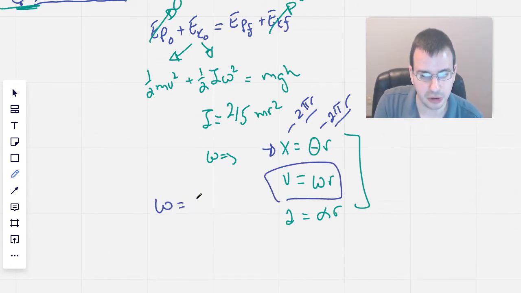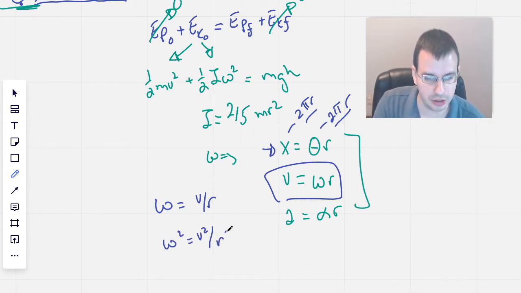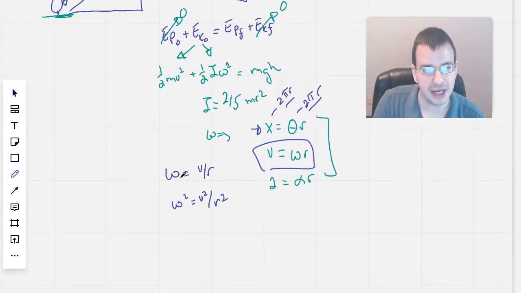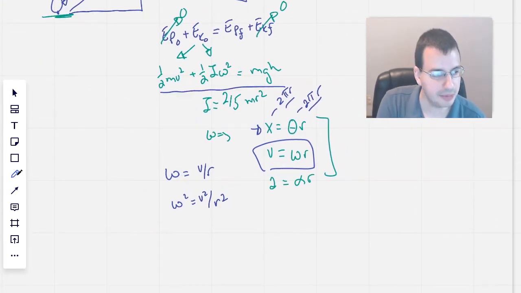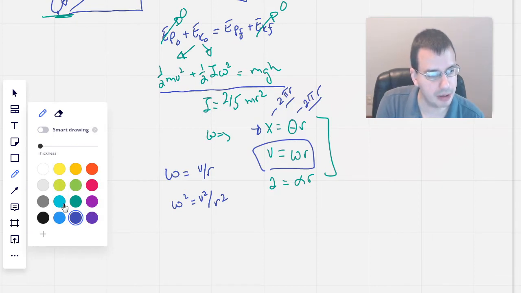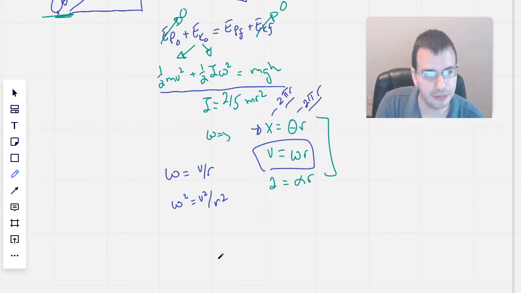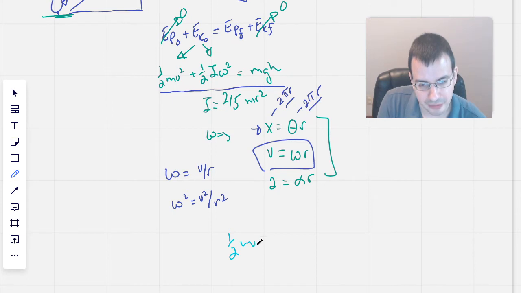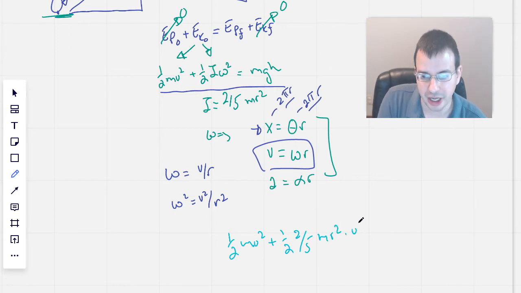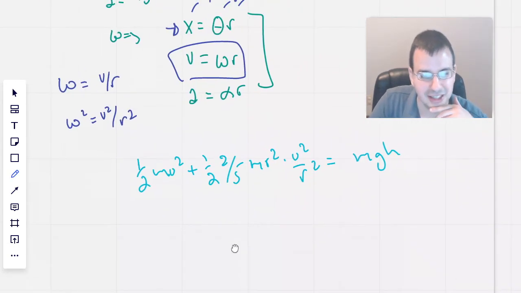So we look at this portion right here. Omega equals v over r. Omega squared equals v squared over r squared. And we plug that into the equation that we have up here, and we get 1/2 mv squared plus 1/2 times 2/5 mr squared times v squared over r squared equals mgh. Okay? Do some canceling and combining here.